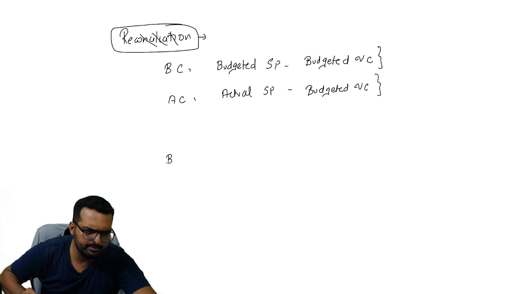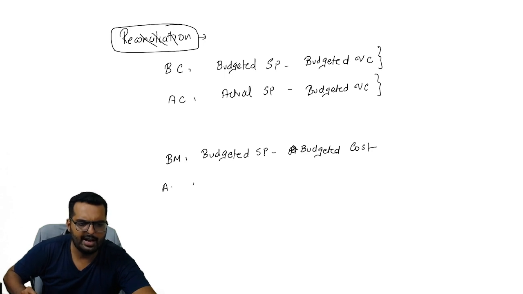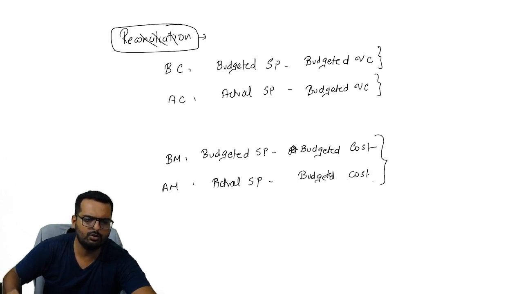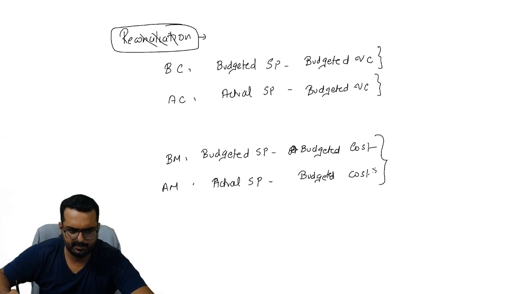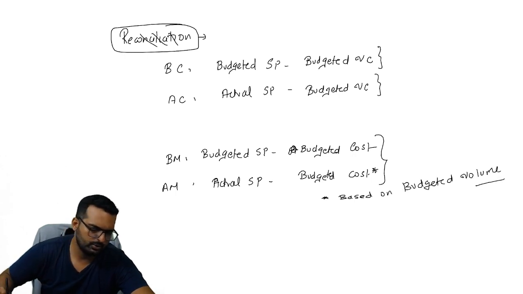Similarly, BM, budgeted margin, the formula would be budgeted selling price minus budgeted cost. Whereas actual margin would be actual selling price minus whatever is the budgeted cost. If you want, you write down this also in your books. You can put a star here based on budgeted volume. Okay, just write.